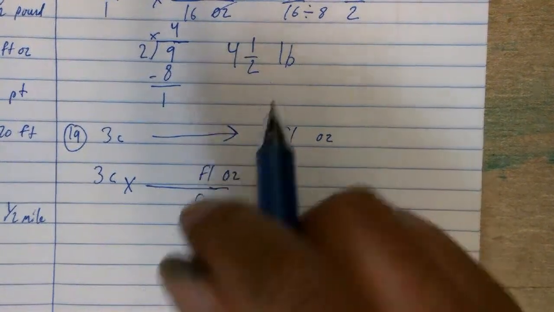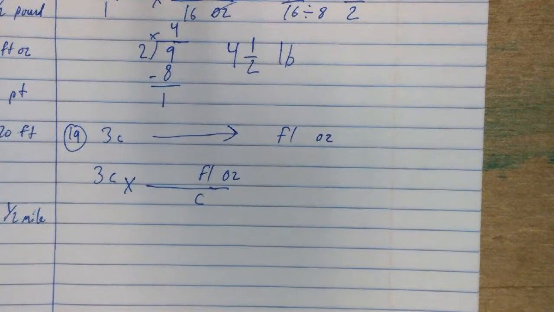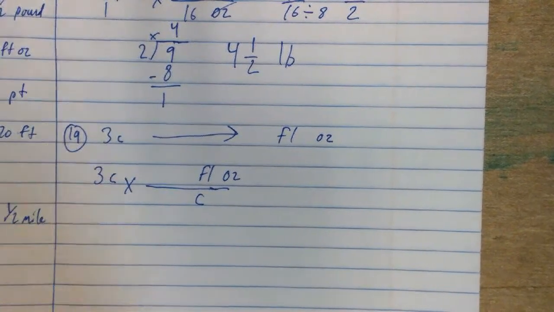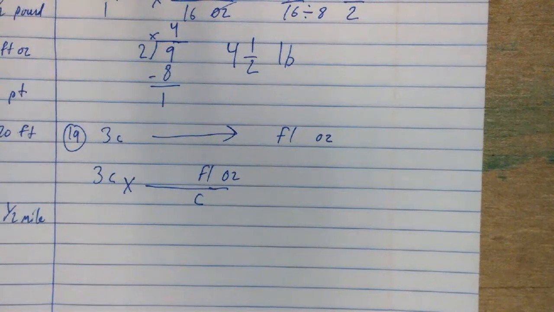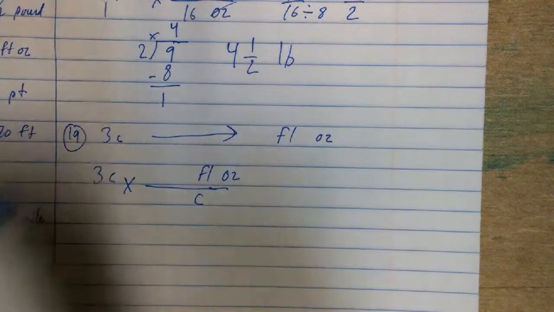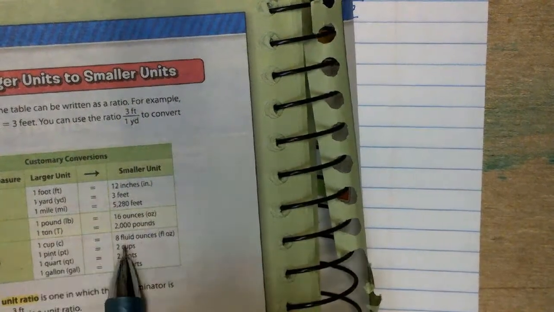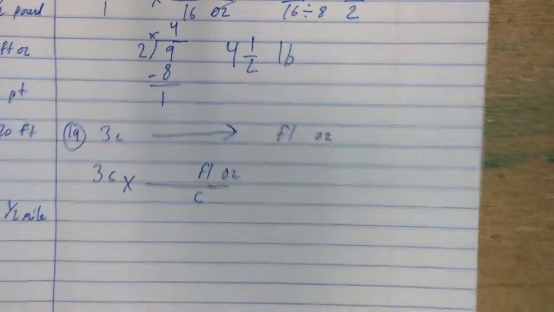Do we have anything with fluid ounces? We do. And like I said, I didn't memorize this. And I still haven't memorized it, even though I'm teaching it to you right now. And that's okay. Let's see, fluid ounces according to the chart. Let me show you what I found. 1 cup, 8 fluid ounces.